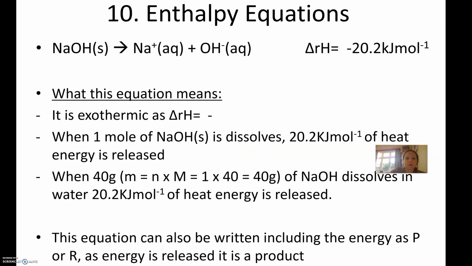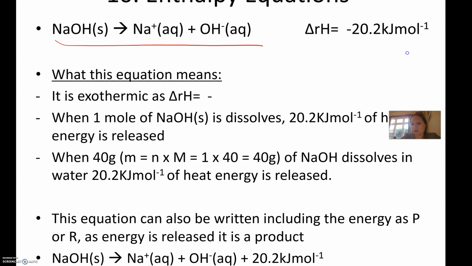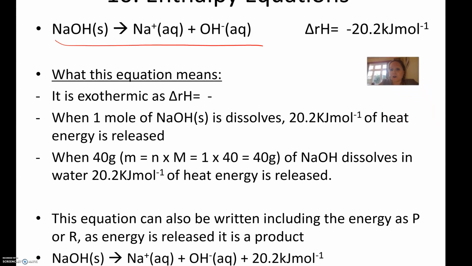So what we're going to do now is go through enthalpy equations. Here's an equation, sodium hydroxide dissolving in water. There's no water written here because aqueous means dissolved in water. Sodium hydroxide exists as a solid, so if I went to get some from my prep room, that's how it would be. And we dissolve it in water to make sodium hydroxide solution. You can see that this reaction is exothermic, so it releases heat energy.